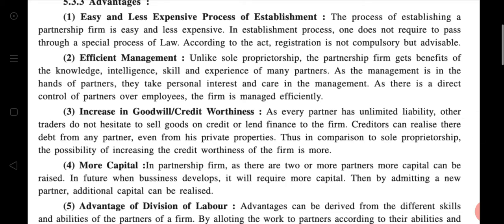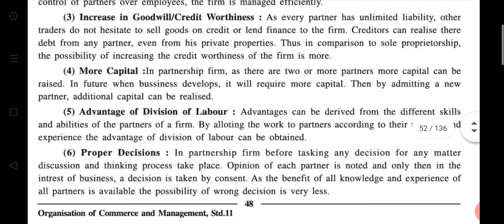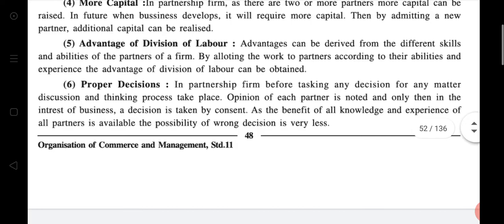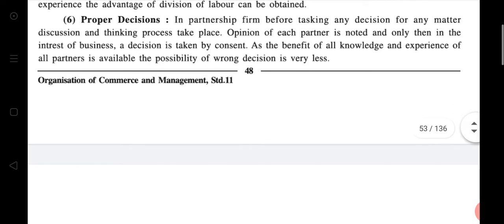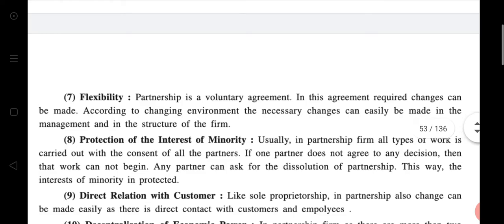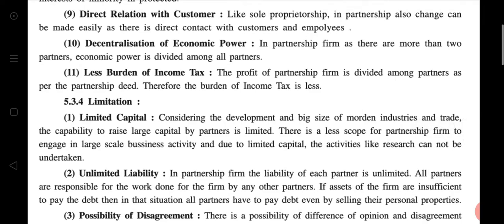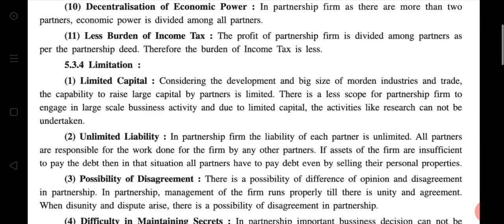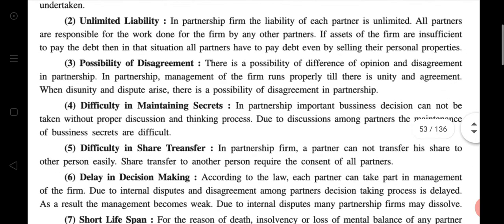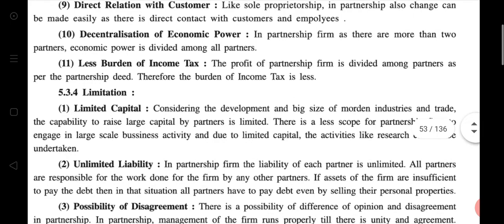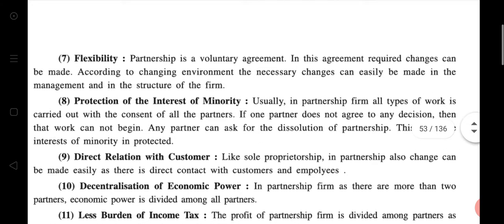First one, easy and less expensive process of establishment, then efficient management, then increase in goodwill, then more capital, advantage of division of labor, then proper decision, then flexibility, then protection of interest of minority, then direct relation with customer, then decentralization of economic power, then the less burden of income tax. So here we are done with the advantages of partnership firm, and we will start the limitations of partnership firm in the next lecture. I hope you are all clear in today's topic.